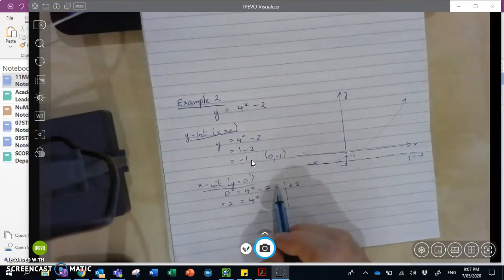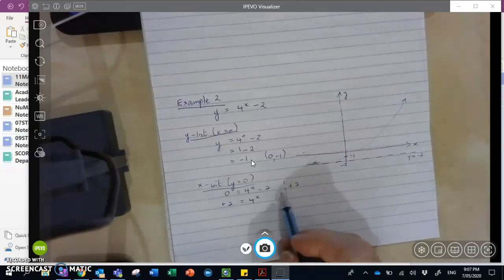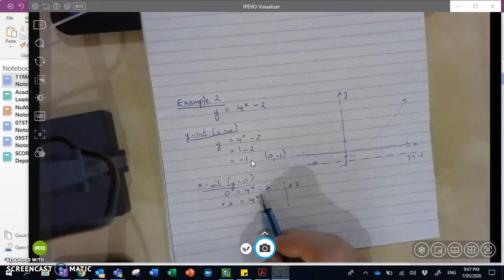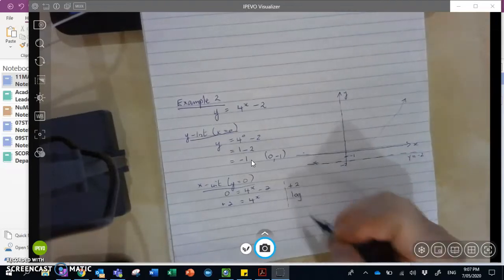Now, in the same way in maths, that to get rid of the -2, we apply the inverse operation, in this instance adding 2, we'll apply an inverse operation here. Where we've got x raised to the power, the inverse operation of that is taking the log.